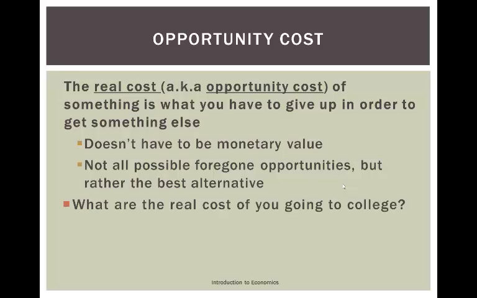So for example, let's look at the real cost of you going to college. First of all, you have to pay tuition. You also have to buy books, maybe a computer. You have to have a car in order to drive to school. All of those are going to be monetary cost. But we also have to remember something else. What else did you give up when you decided to go to college?